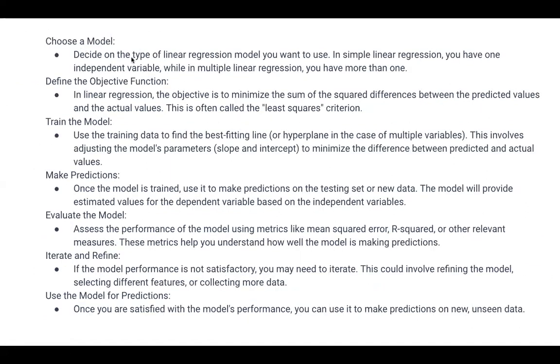Then choose a model, and decide on the type of linear regression. It's simple linear regression, or you have multiple linear regression when you have more than one variable affecting the outcome. Today, we are talking about just one-on-one. Define the objective: find out the errors, the least squares errors. This involves training the model on the data. We'll see how we train the model, and then you can make predictions and evaluate the model.